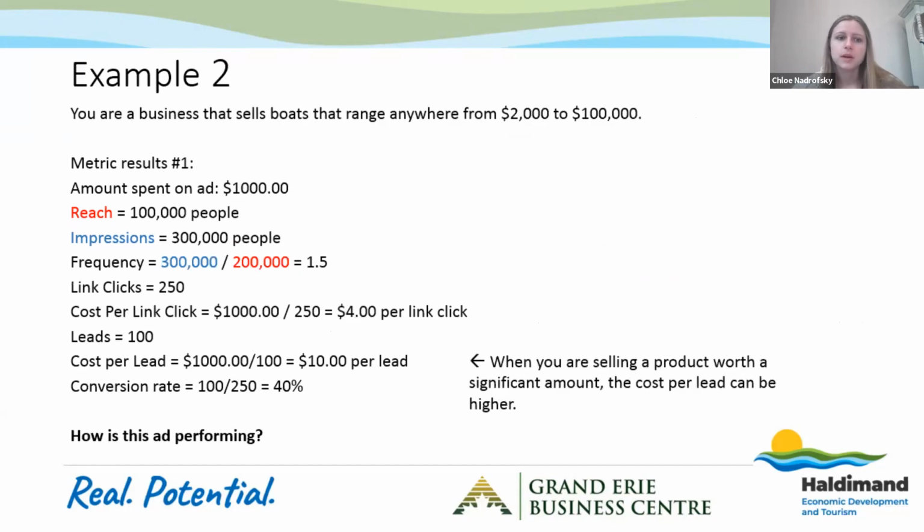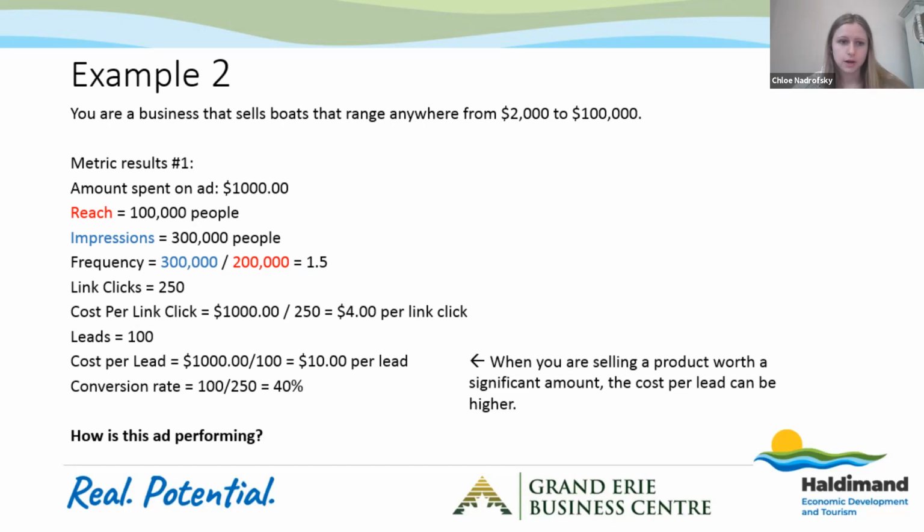The second example is a business that sells boats that range anywhere from $2,000 to $100,000. The amount spent on the ad is $1,000. Your reach is 100,000 people. Your impressions is 300,000. So your frequency is those impressions divided by reach, which is 1.5. That's a good number that falls in our range between 1 and 2. So it's getting good exposure, not too much, not too little.